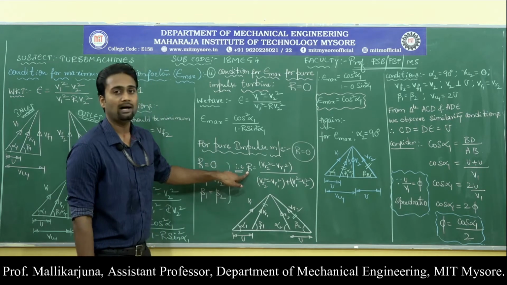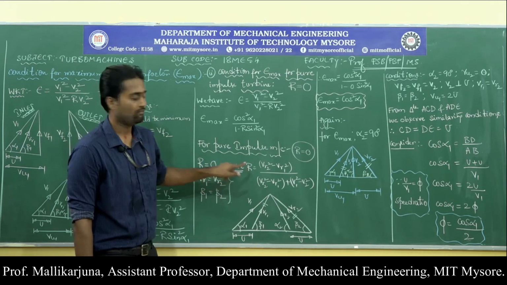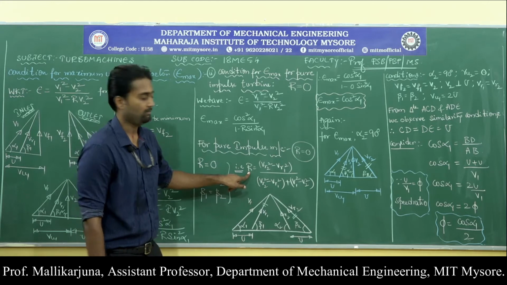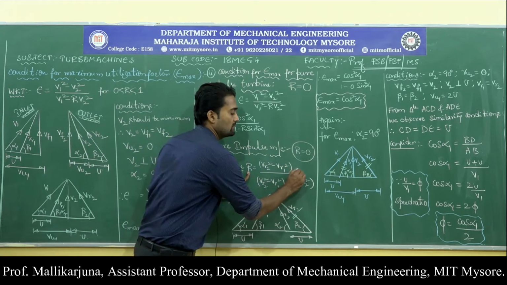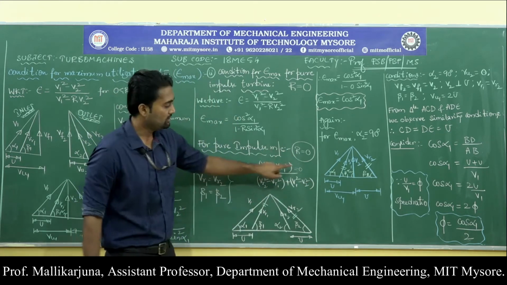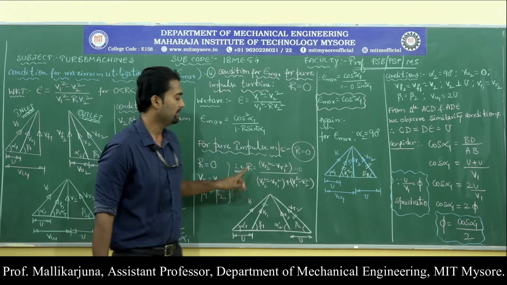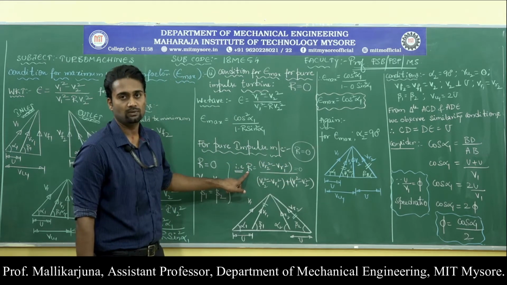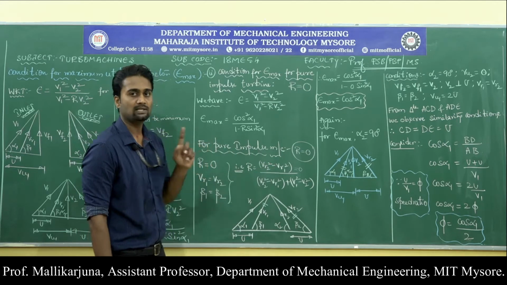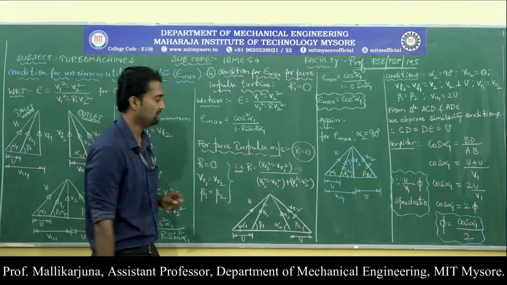Now, R has to be equal to 0. If I want R to be 0, that means the numerator should be equal to 0. 0 divided by anything will become 0. That means R becomes 0. So, that is the only condition that I need to manipulate.